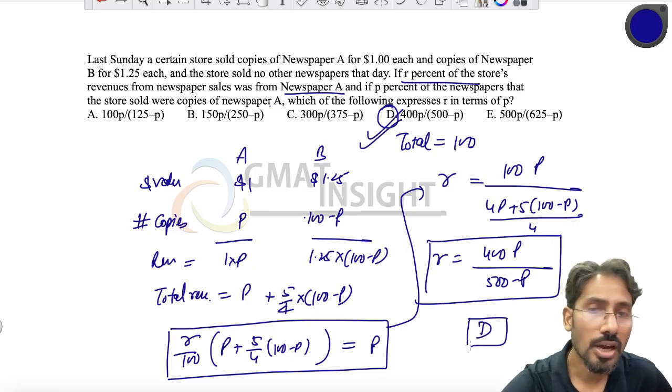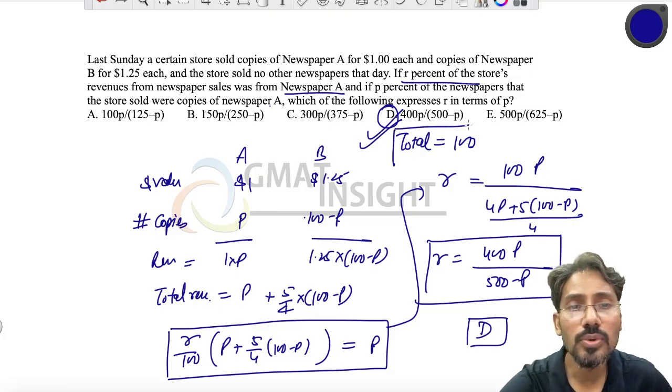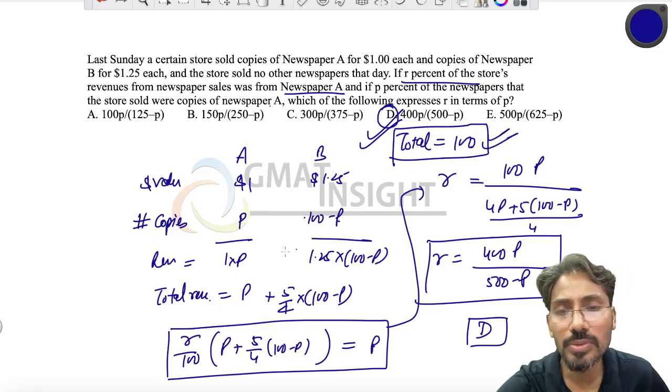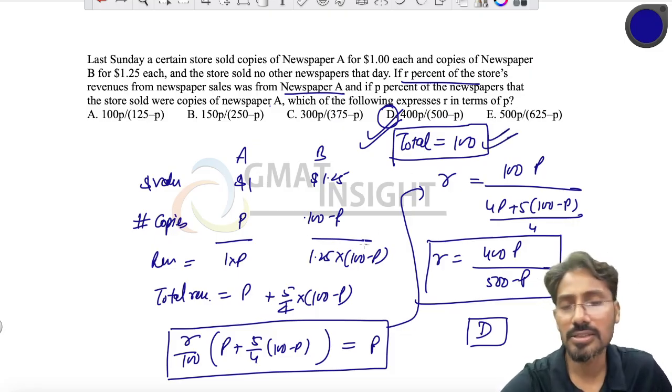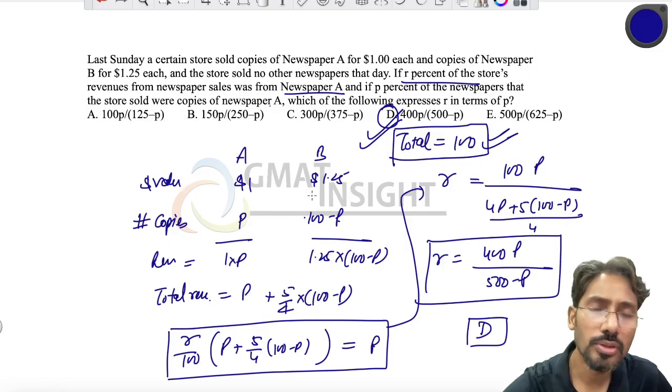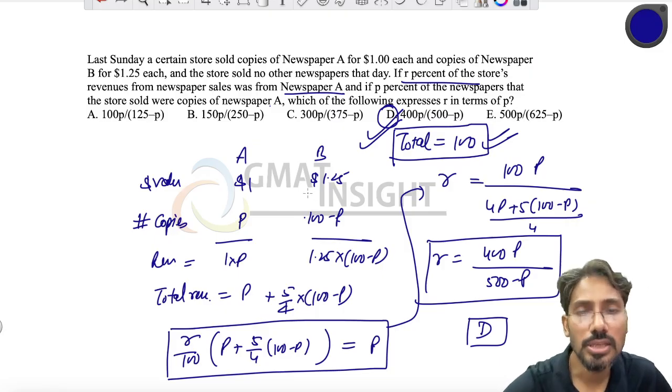This, I would say, is a hard question. The good thing that I did here was choosing the total newspapers as 100. We could also have taken them to be X and Y or A and B and still solved it, but in that case more variables always cause more difficulty and slowness in our calculations.